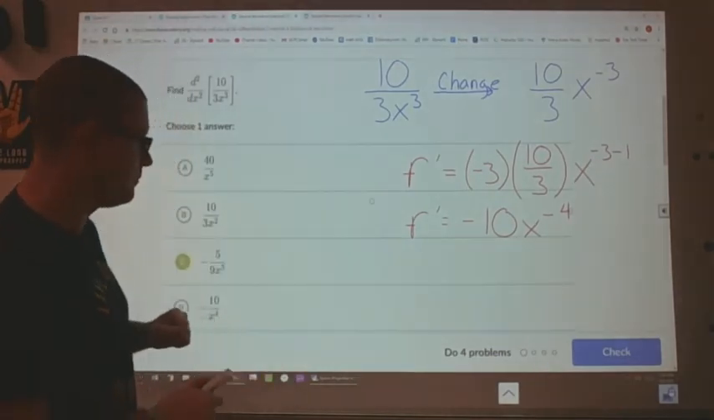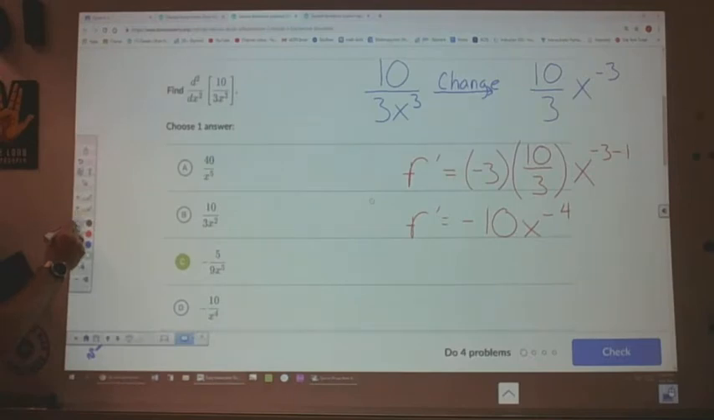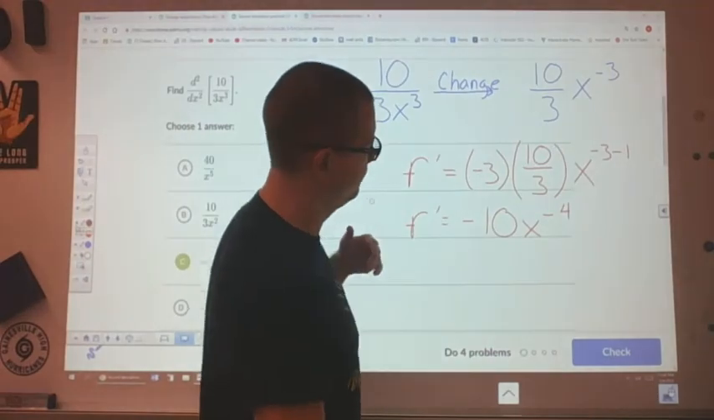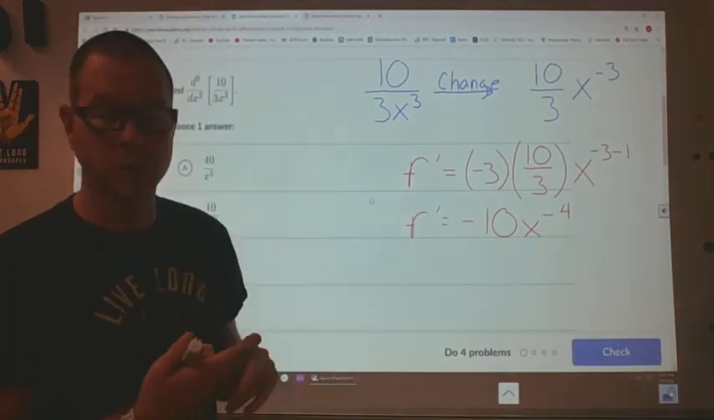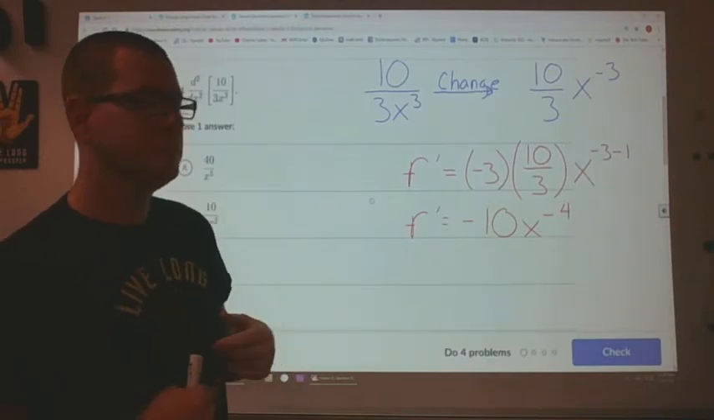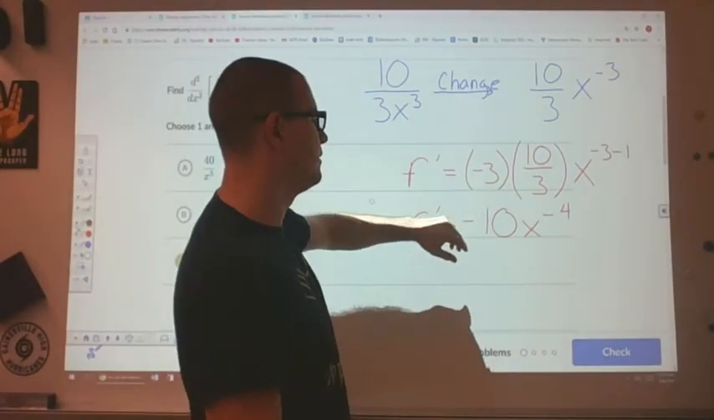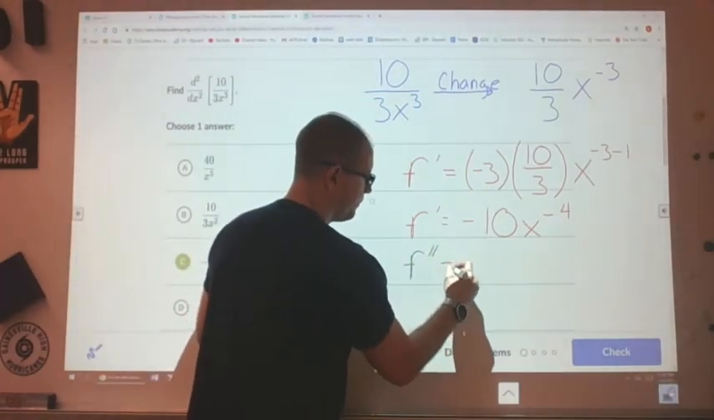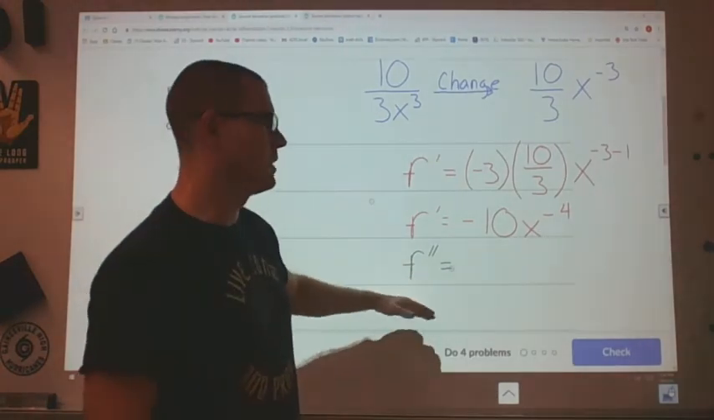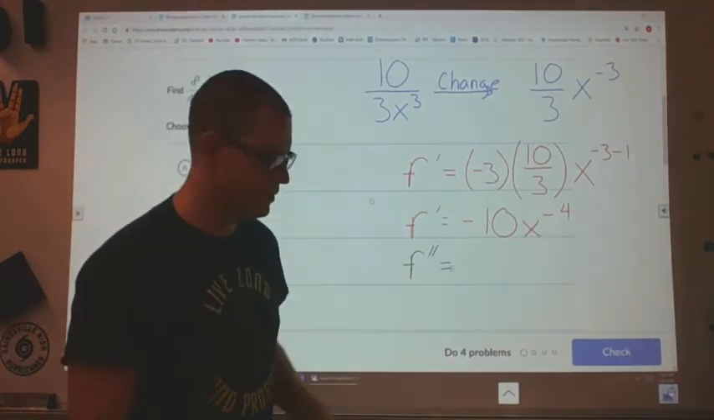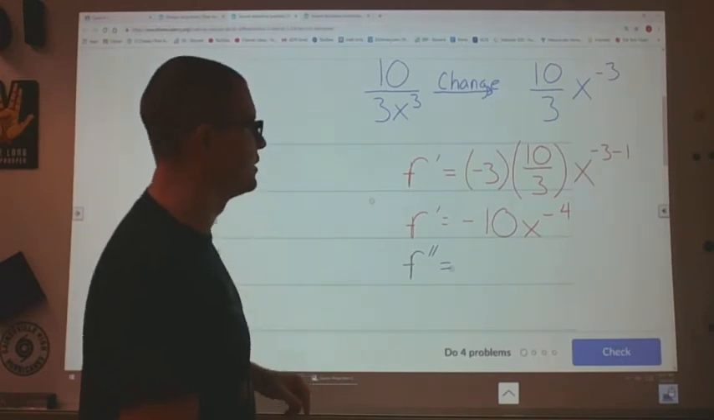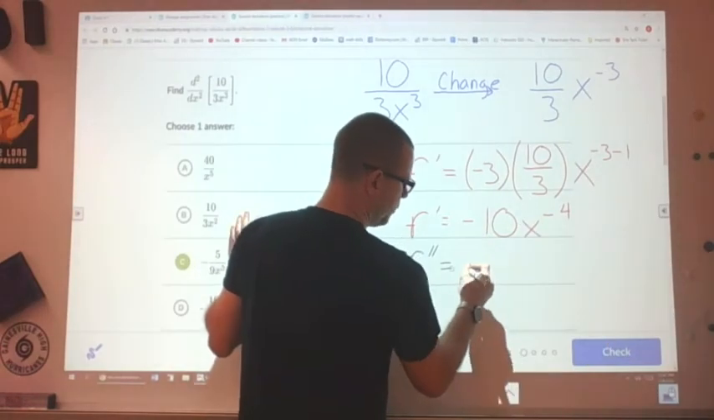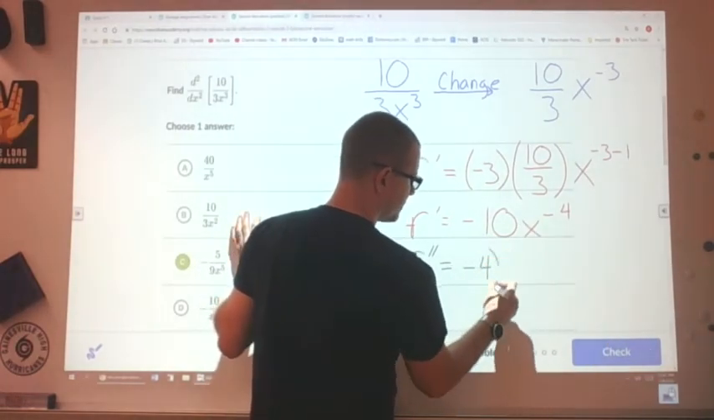But we're not done. It wants me to find the second derivative, so I just do it again. Same thing, power rule, product rule, chain rule, or quotient rule. Nothing there changes, with the simplification step in the middle, just like we did here. So now we're going to take f double prime, and we can keep going. We take the third derivative, the fourth derivative, the fifth derivative, keep going, finding the rates of change as we go for the functions.